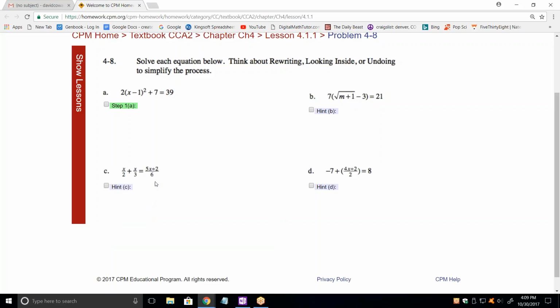It's hard to test a solution to see if it's reasonable if you can't come up with it, and we can't come up with it. When you get 2 equals 0, you're dead in the water. All right, let's go to number D.